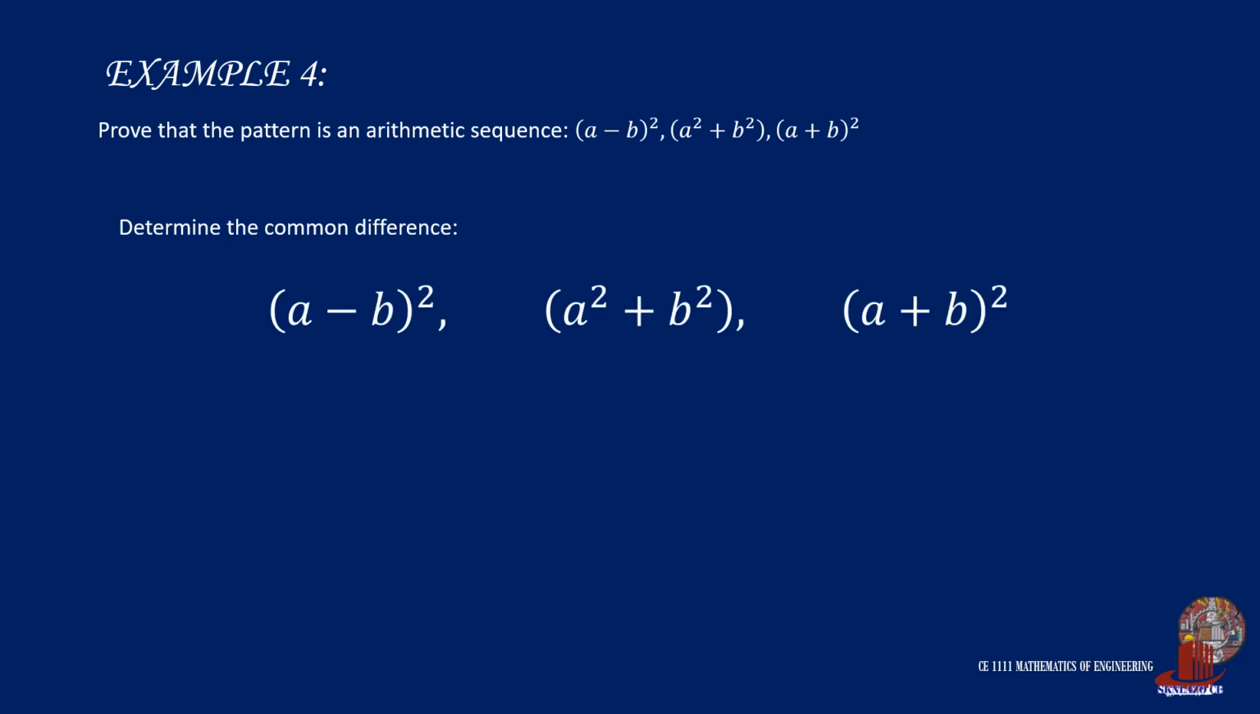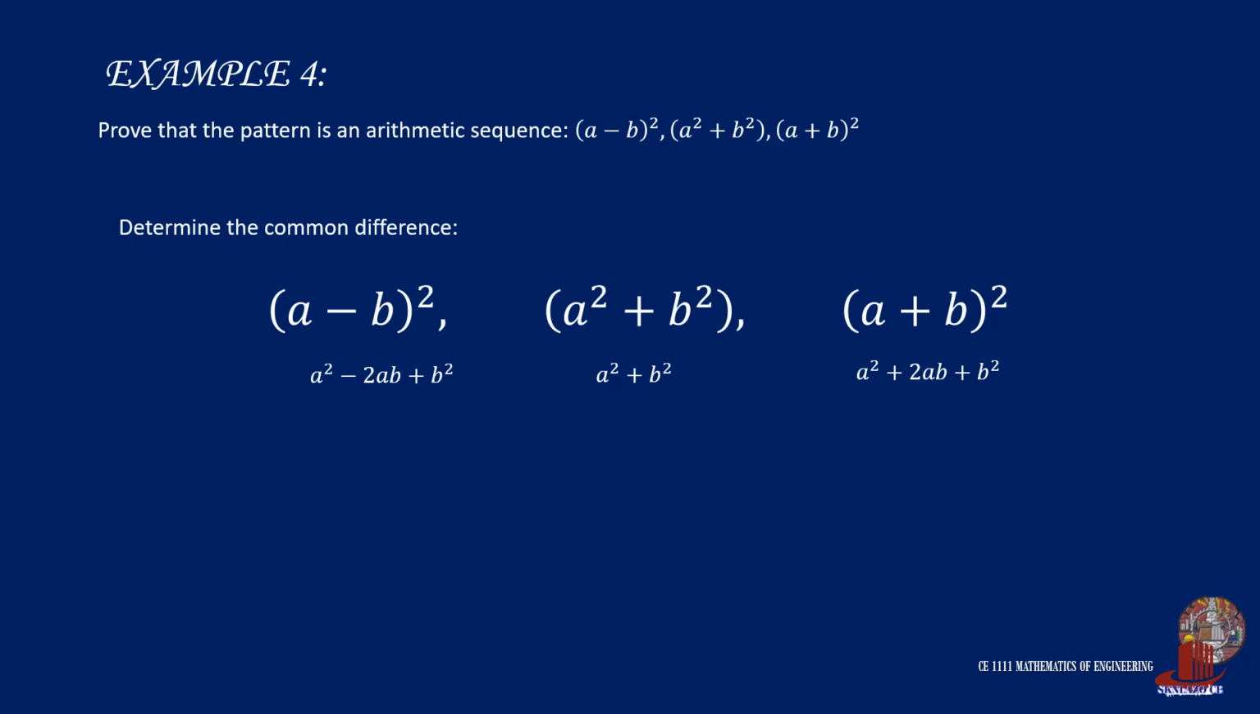Example 4 requires a proof that the following binomials are in arithmetic sequence. Once again, to know if a pattern is in arithmetic sequence, determine the common difference. The first step is to convert the binomials into similar variables by expanding each. The first term, the square of a minus b, can be expanded as a squared minus twice of a times b plus b squared. The second term is already in its simplest form. The third term, the square of a plus b, can be expanded as a squared plus 2ab plus b squared.